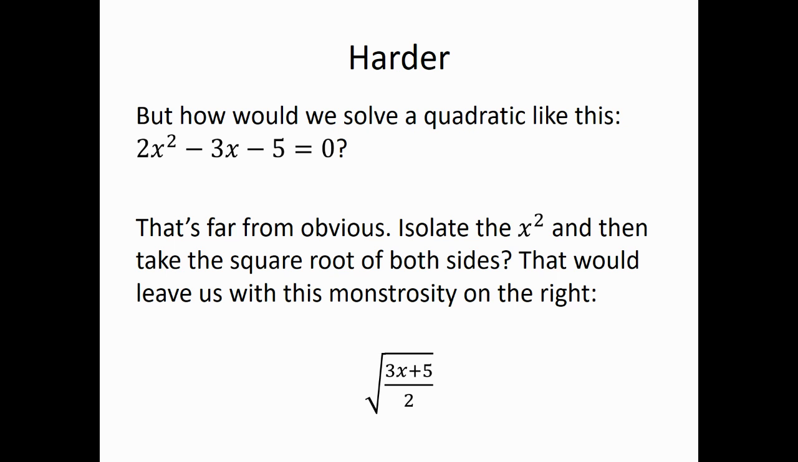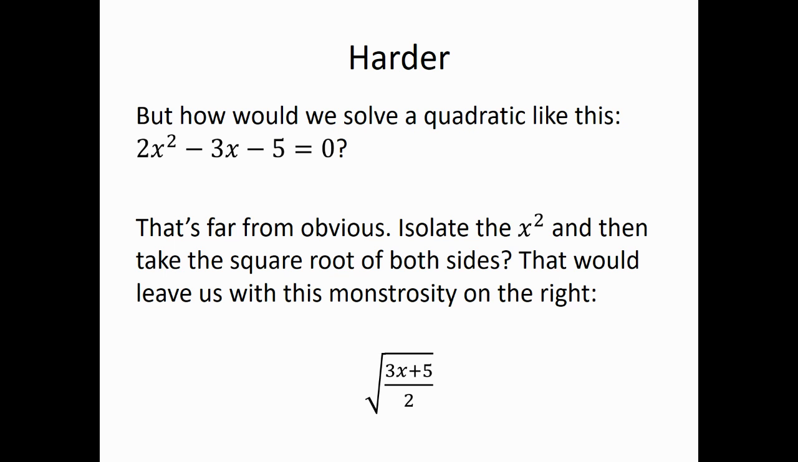How about this quadratic? 2x squared minus 3x minus 5 is equal to 0. How would you solve that? Well, if you haven't done any work, if you haven't been shown anything about solution of quadratics, that's really far from obvious how you would do that. I mean, what would you try?